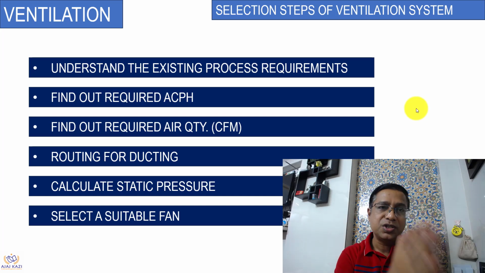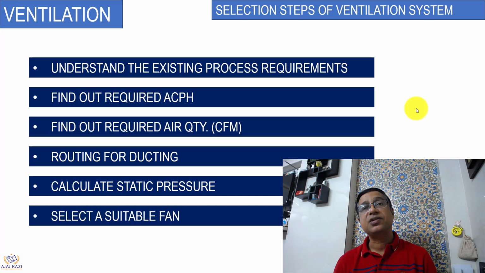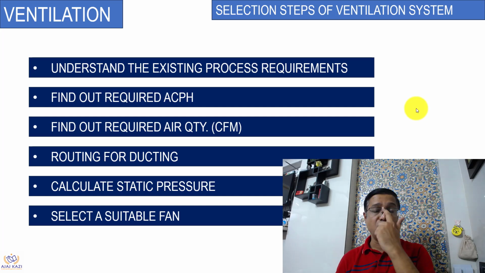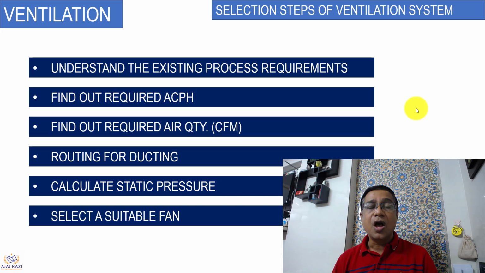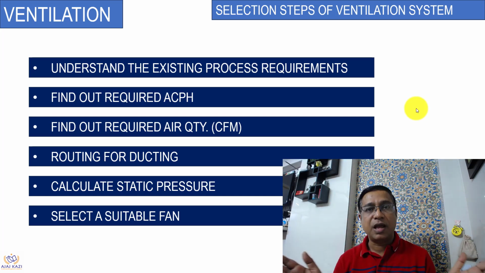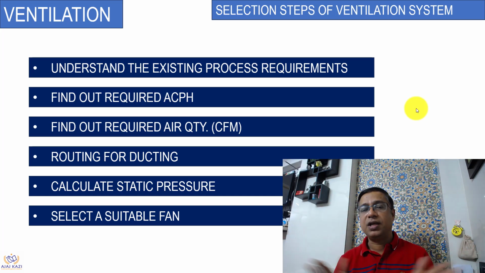How to select a ventilation system? Understand the process. First important process. It is not generally the only general ventilation, right? Find out the required ACPH. Find out then what is the air quantity, right? Route for ducting is important. Otherwise, we'll put a duct and then you don't have height. Doesn't happen, right? Or doesn't work out like that.